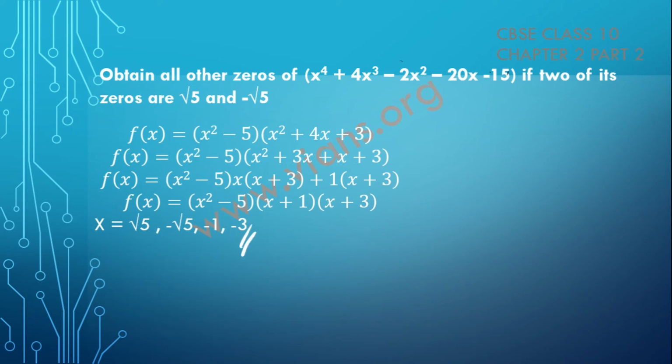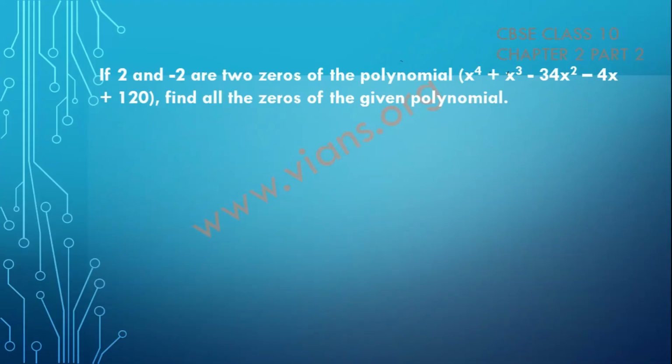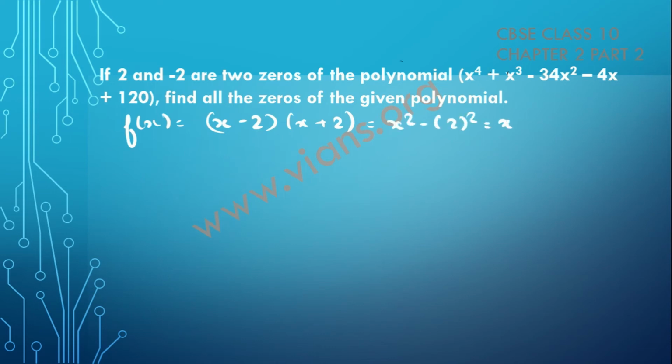Coming towards the last problem of this particular session, problem 7: if 2 and minus 2 are zeros of the polynomial, find all the zeros of the given polynomial. Pretty much on the same line, you know that f of x will have two roots. If 2 and minus 2 are two zeros, then x minus 2 and x plus 2 can be considered to be factors of that particular polynomial. This is the form a minus b into a plus b, so this gives you x square minus 2 square, which is equal to x square minus 4.